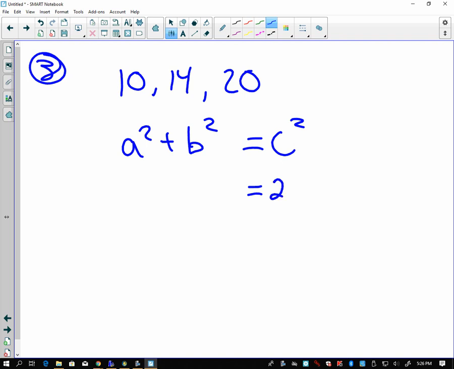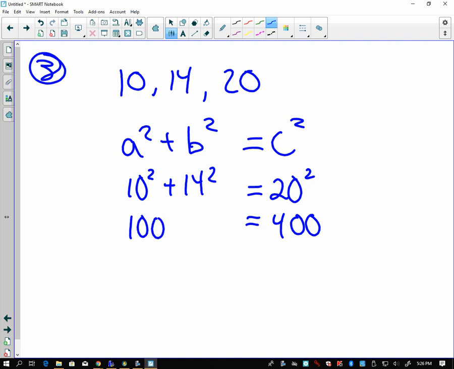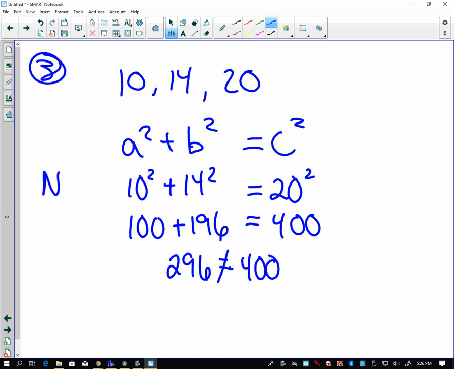So that's going to be my 20 squared. Doesn't matter on the other two. That's going to be 10 squared plus 14 squared. I know 20 squared is 400. We know 10 squared is 100, right? And 14 squared is 196. All right, so that's only giving me 296. That does not equal 400. So my answer there would be no.